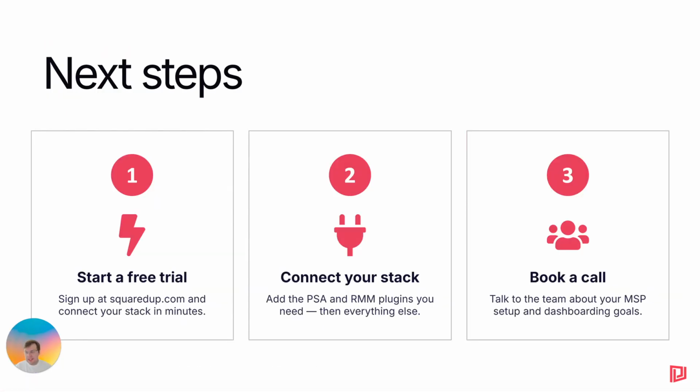So jumping forward then, next steps: there is a free, well, it says free trial, but there is a free tier available. So today you can just jump onto the website. You don't have to put a credit card or anything like that in. You can just get started. You can connect a few data sources and see how it goes. I do really encourage you, especially if you're an MSP, to start off with the PSA, because that's the main thing that people struggle with, and it's one of the main problems that SquaredUp solves.